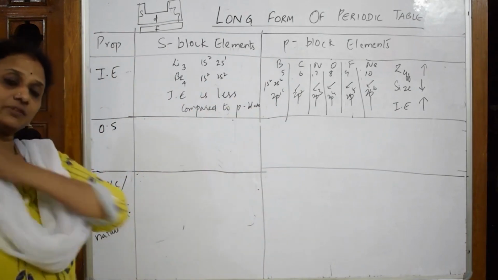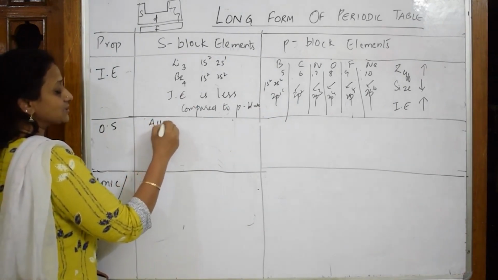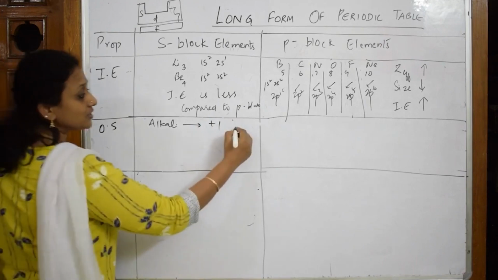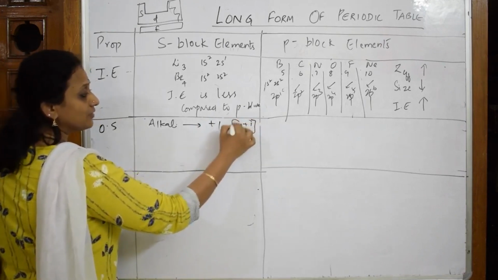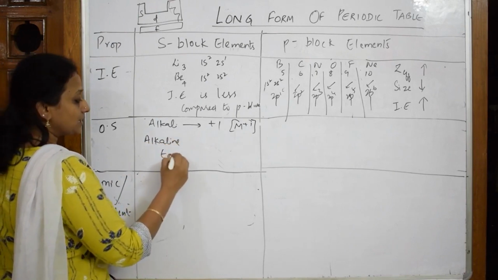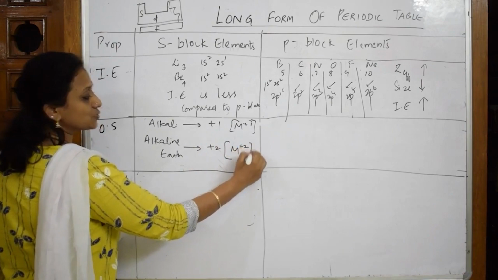Now oxidation states. What do we learn? First, alkali metals show a plus one oxidation state. We call it M plus one. When I take alkaline earth metals, that is the second group, the oxidation state is plus two.